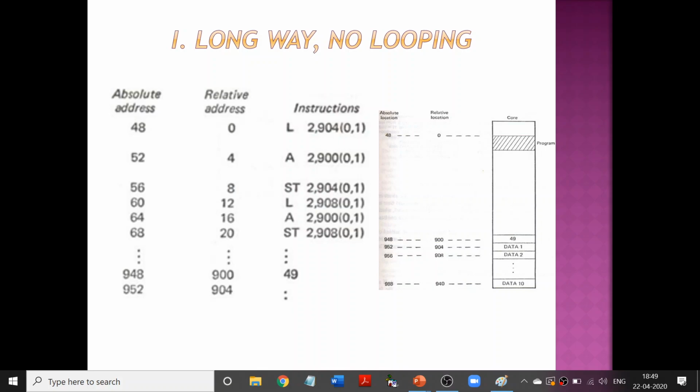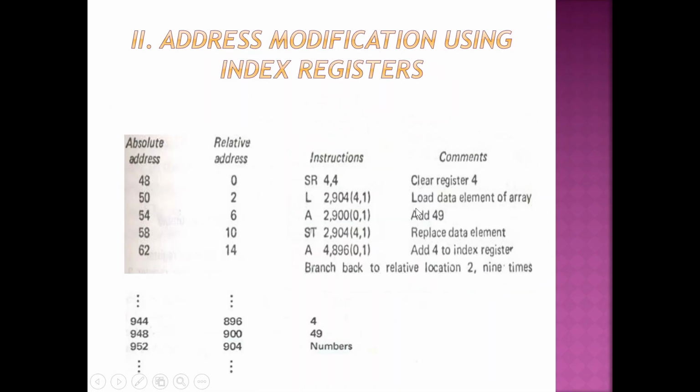Okay, so let us go to the next technique. It is going to be a little more effective. Let us see how that works. This is the technique I want to tell you now, and then move on to the third technique. Of these two, which is the best or most efficient way is what we are going to decide. This particular technique is called address modification using index register.